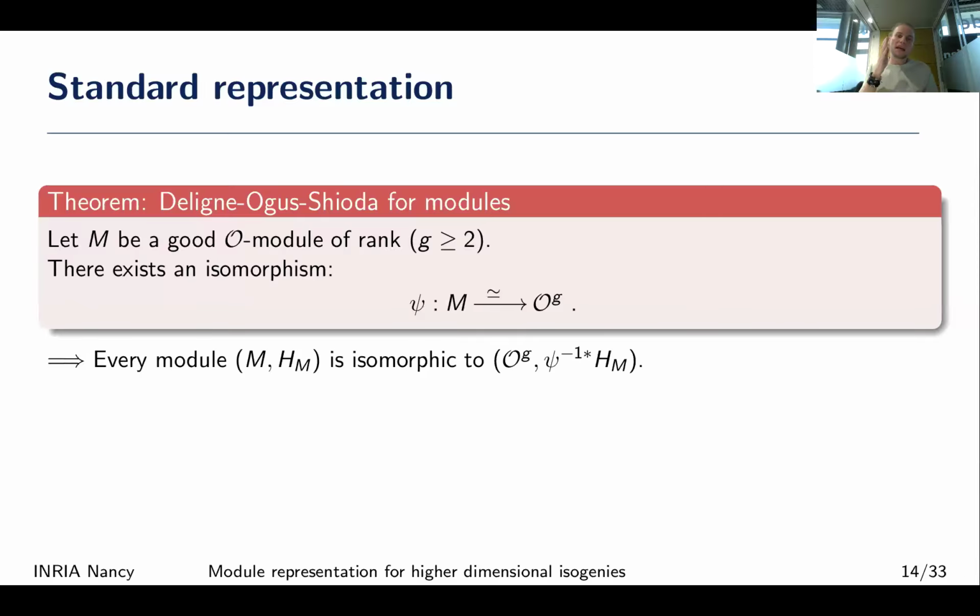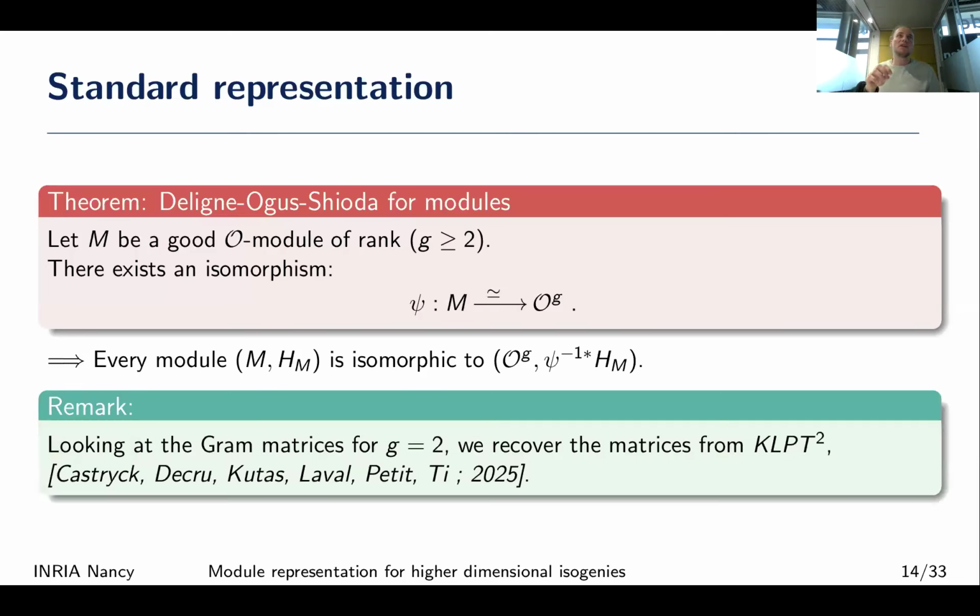And so if we now look at this for G equal 2 and look at the Gram matrix of the Hermitian form induced on O to the G, we precisely recover the matrices that appear in the Clapoti paper. You know, these matrices that are Hermitian and that have determinant 1. Looking at the Gram matrices of such a representation gives us the same matrices. And in fact, for our new solution to the Clapoti problem, we could use a lot of the tools that the author developed in their papers.